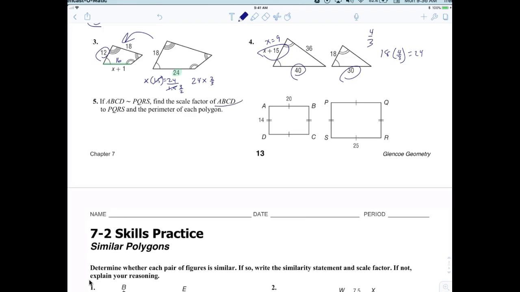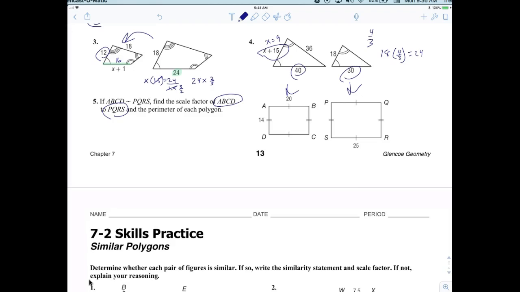It's the scale factor of ABCD to PQRS. So is it going to be greater than 1 or less than 1? Less than, 4/5, right? Why? It's 4/5 because it's 20 over 25. Because it's asking you for the short to the long. So the scale factor will be less than 1. Everybody with me? So again, it's not that you're wrong, but you have to look carefully, right?